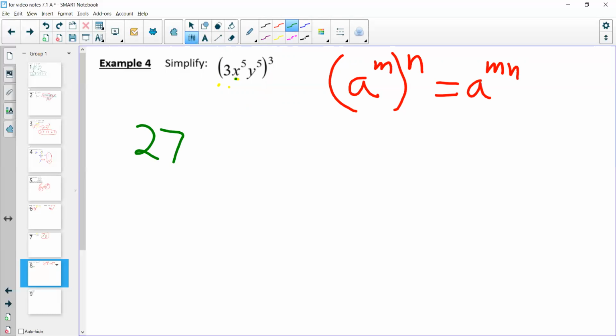Then I need to do x to the 5th power cubed, which is x to the 15th. I multiply the exponents. And then the y is also to the 15th. And there's my answer.